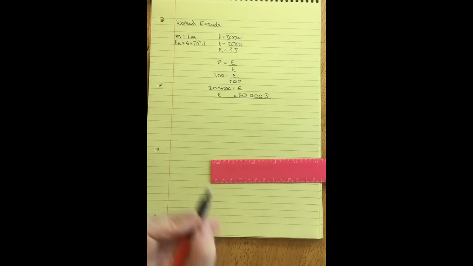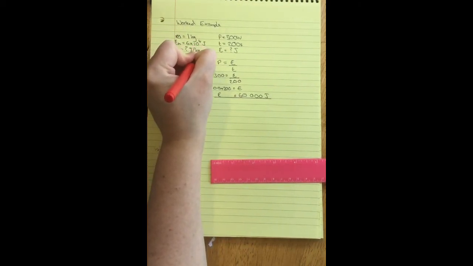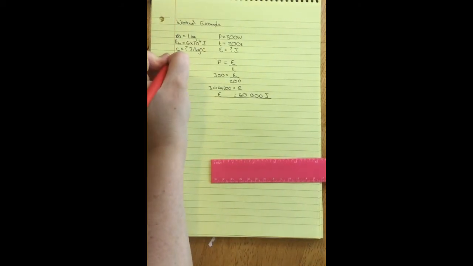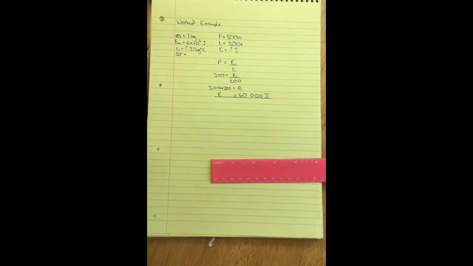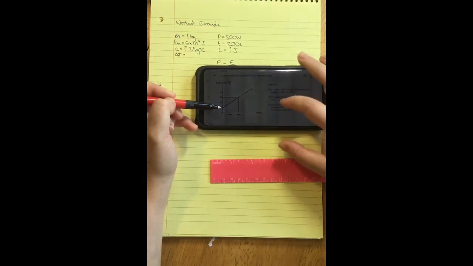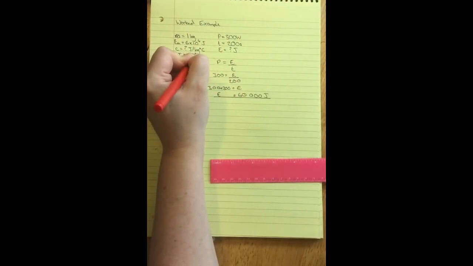The specific heat capacity of the paraffin wax is the next thing they would like us to find. Now this is where our graph comes in, because our graph is going to tell us our temperature change. So we start at 10 degrees on our graph, and in the 200 seconds we go up to 30 degrees. So our change in temperature is 20 degrees C.